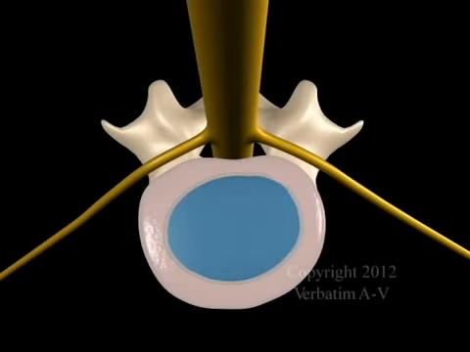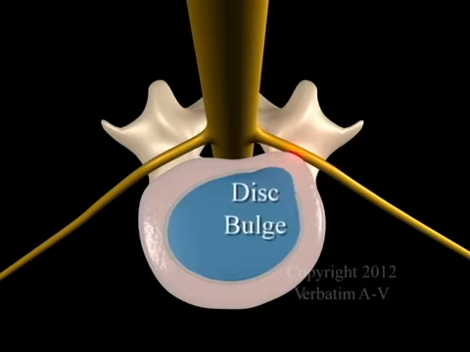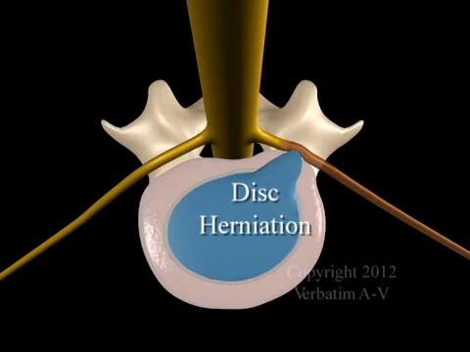When the spine is subjected to trauma, it can cause the outer covering of a disc to weaken. This can result in the disc bulging and may also result in a disc herniation, allowing the inner content of the disc to protrude out.